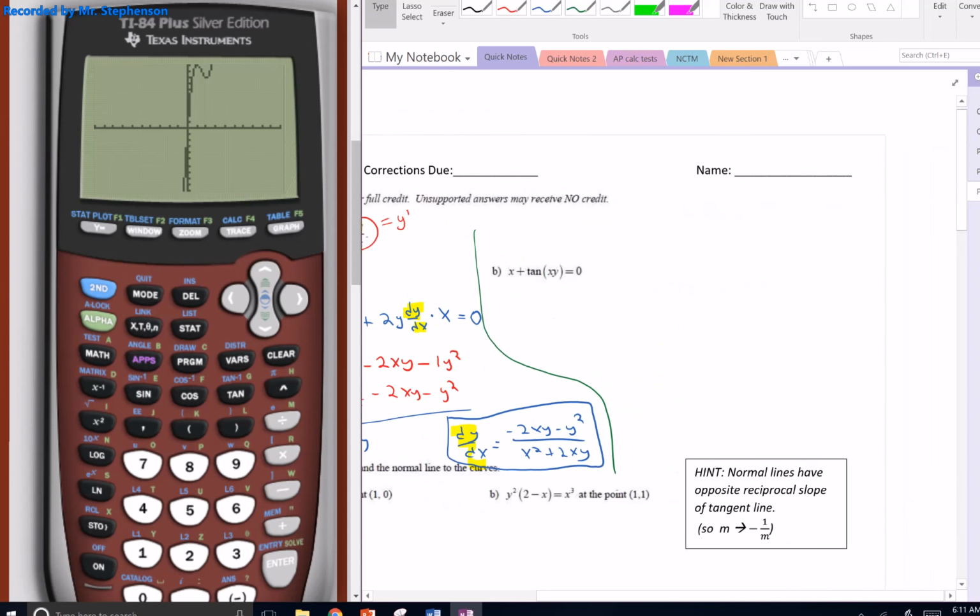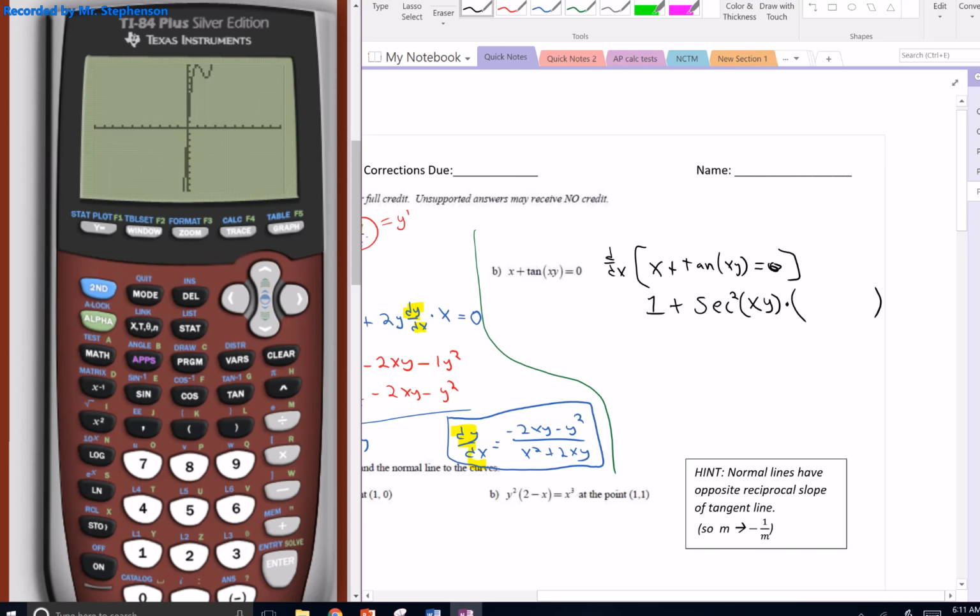Going on to the next one, same idea. Our goal here is to take the derivative of this function with respect to x. So let's just start. The derivative of x is 1, plus the derivative of tangent is secant squared. You need to memorize that. Secant squared, the inside stays the same, times the derivative of the inside. So I have to take the derivative of the inside and multiply it here.